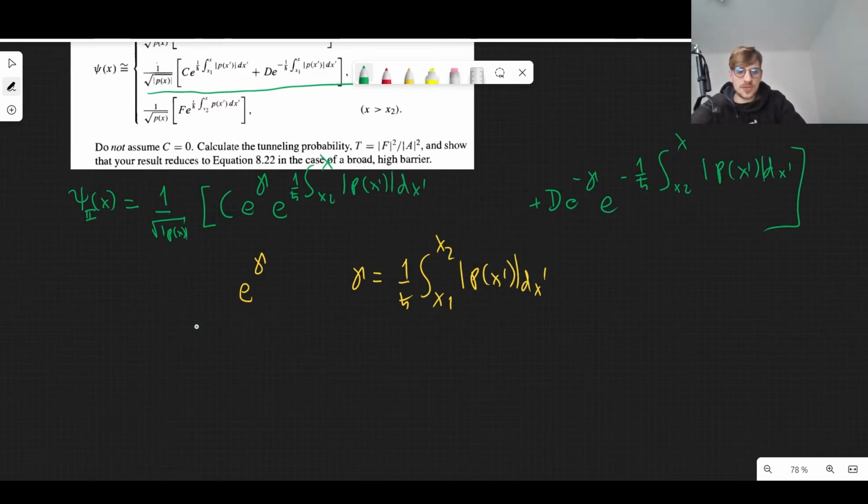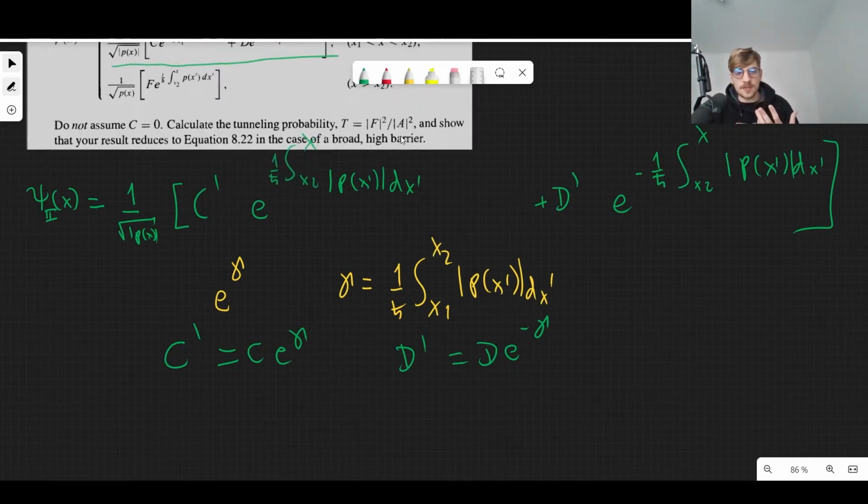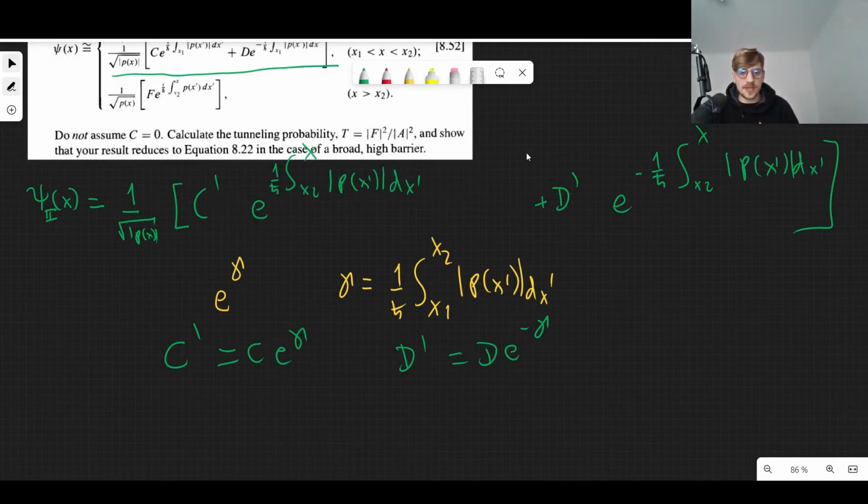And finally, what we can do is call, all right, let's say C' is C times e to the gamma, and D' is D e to the minus gamma. And that way, we simplify things even further. And by doing all of this, you may notice that there is no longer an x1 here. There is no x1. Right? We only have x2. So finally, we now shift the axis, right? So now we shift the axis, and the x2 goes to 0, right? We put our axis at x2 so that x2 is now 0.